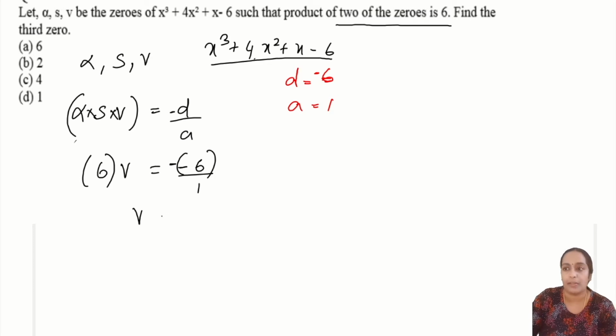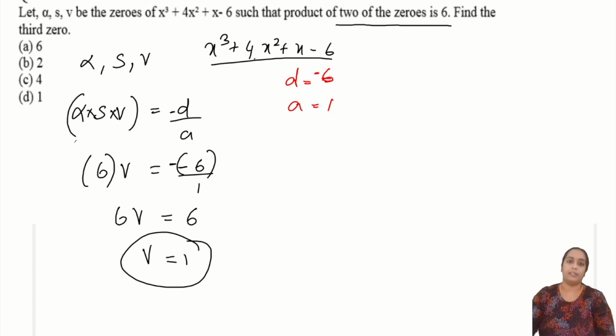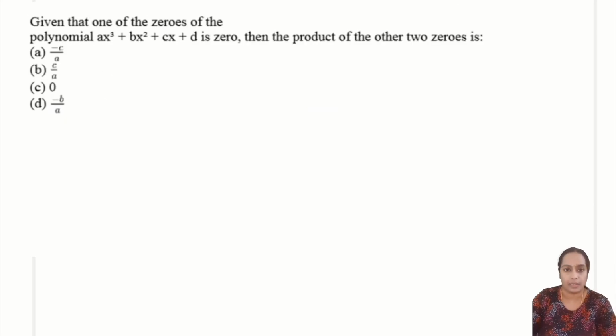So what is my v? 6v equals 6. So v equals minus of minus 6 divided by 1, which is 6 itself. So the third zero v will be equal to 1. Option D is the correct answer. The third zero is v, which is 1, which is option D. So let's move on to the next question.